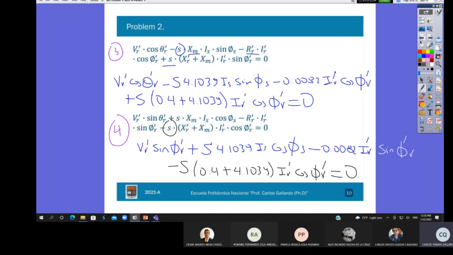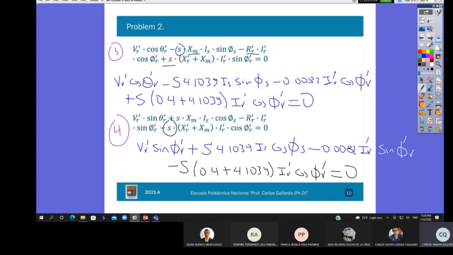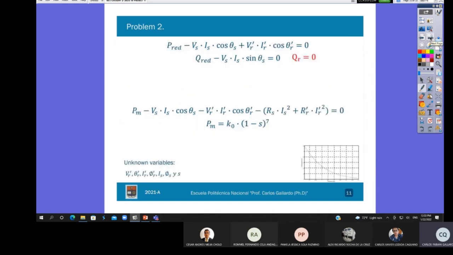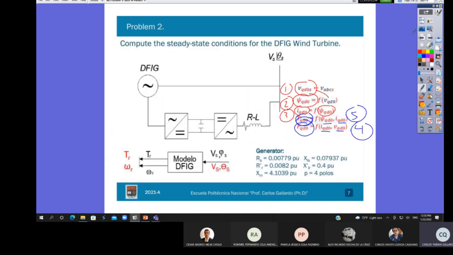So far I have 4 equations and 7 unknowns. Therefore I need more equations. The next equation comes from the power balance. So what is the power balance here? This is the power grid.